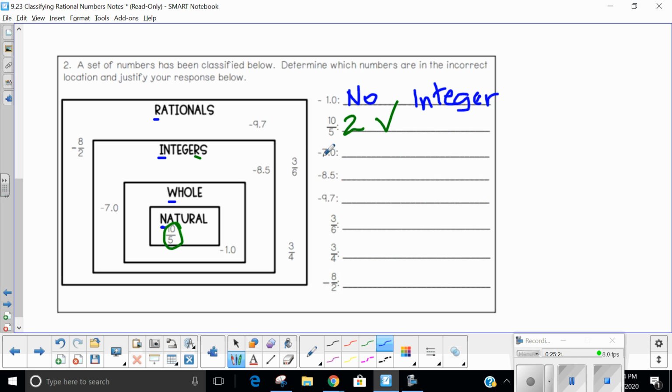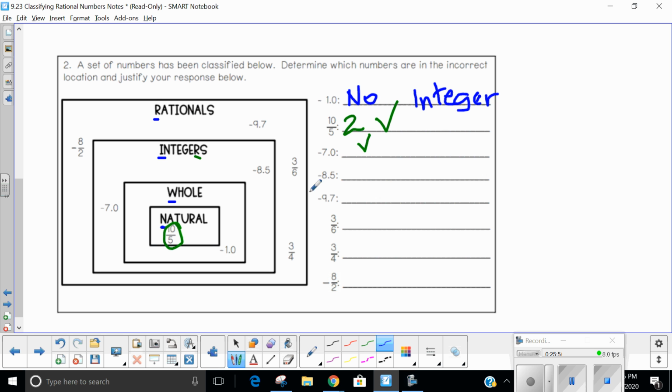Okay, how about -7? -7 is a negative whole number. So it can't go here because it's negative, but it has to go to integers because integers are positive and negative whole numbers. So -7 is in the correct place. So we'll put a check mark there.